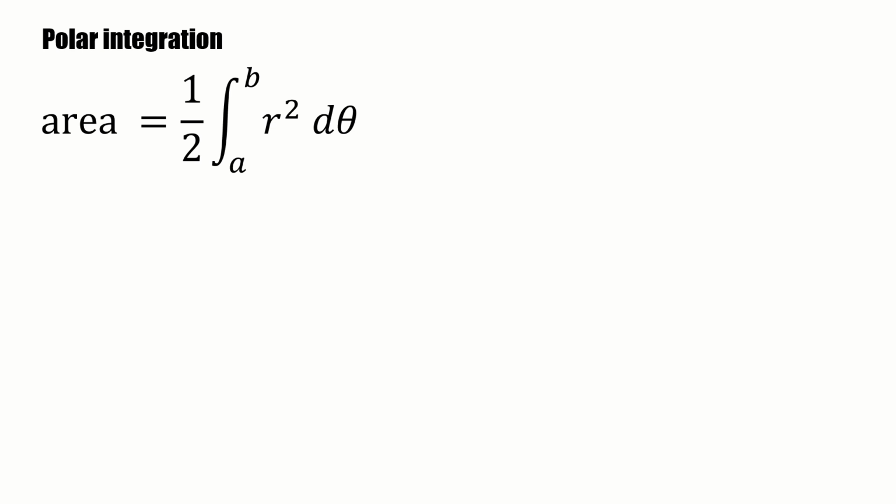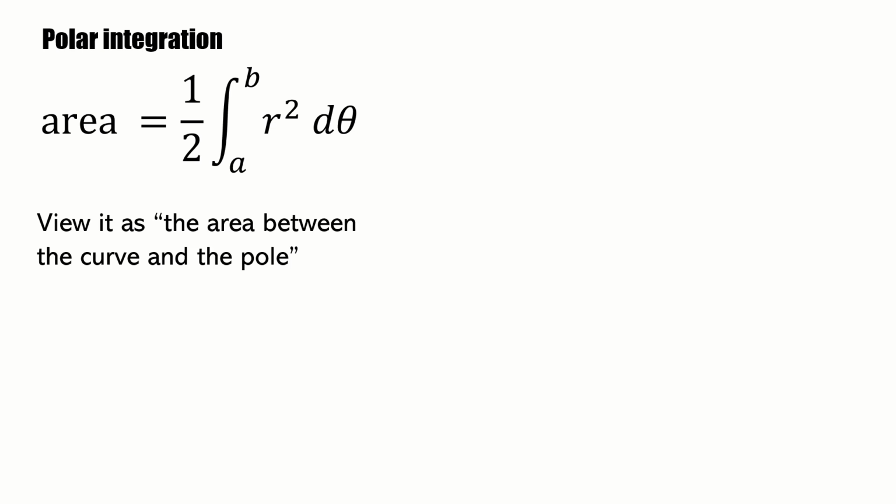To get an idea of what area you're finding when you're doing this, instead of viewing it as the area between a curve and an axis, a straight line in other words, view it as the area enclosed by the curve and the pole. Which is a bit weird because you think about the area between a curve and a point, but you'll see exactly how that looks when we start factoring in what our limits are doing. Our limits are theta values.